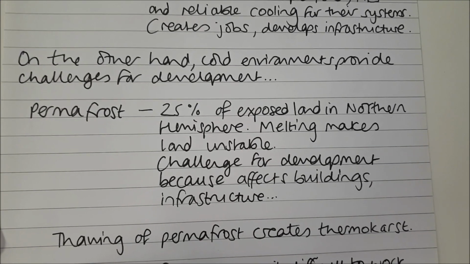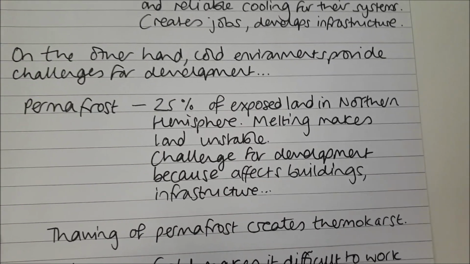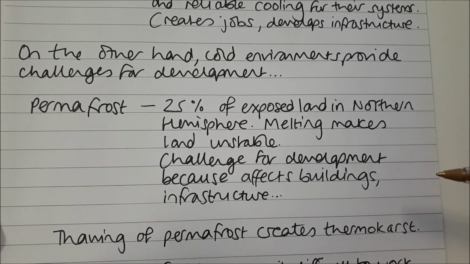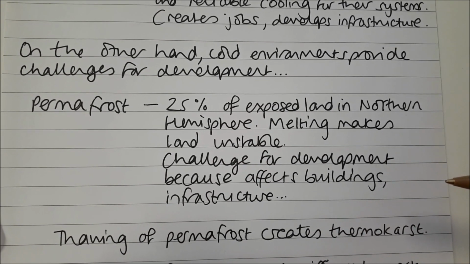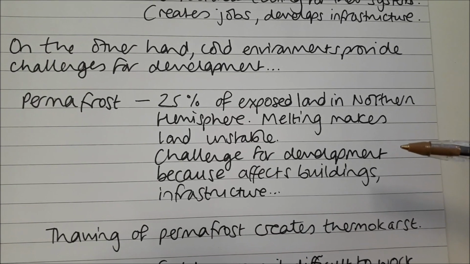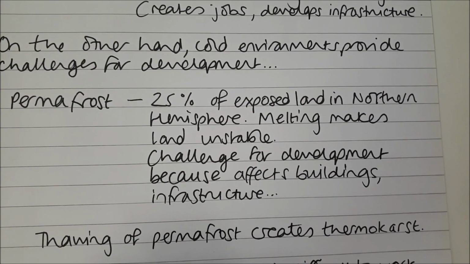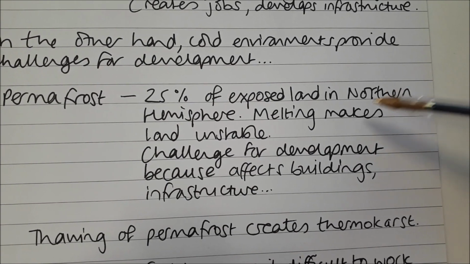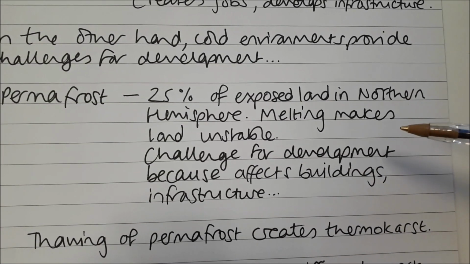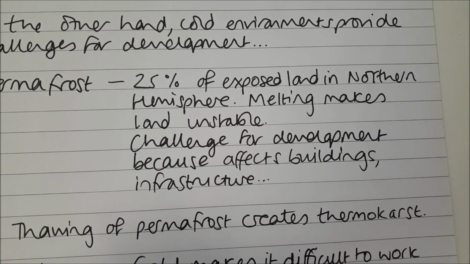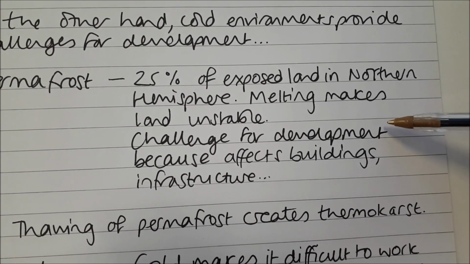Okay, so one of the challenges, and this one is a really good one to remember because I think it encompasses lots of points within it, is about permafrost. So 25% of exposed land in the Northern Hemisphere is permafrost. Now, if it melts or starts to thaw, it makes the land unstable. This can be a challenge to development.